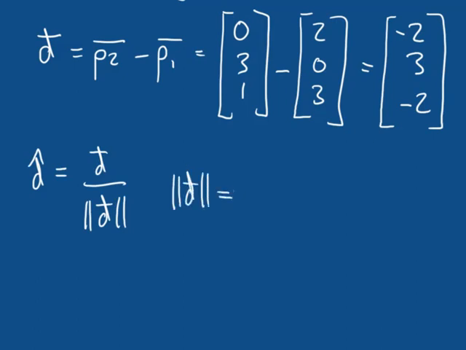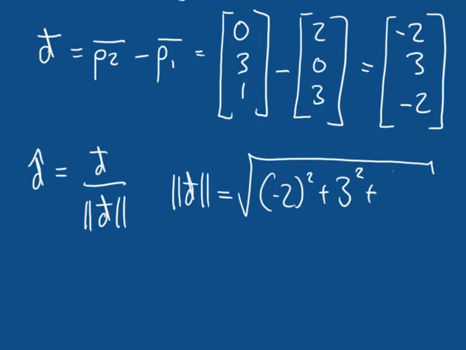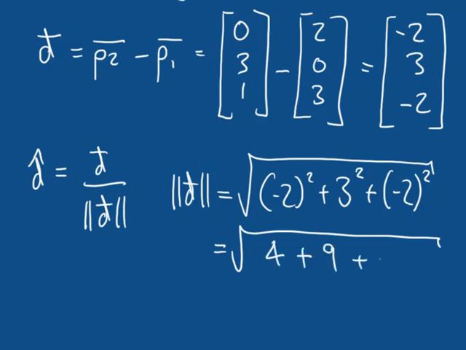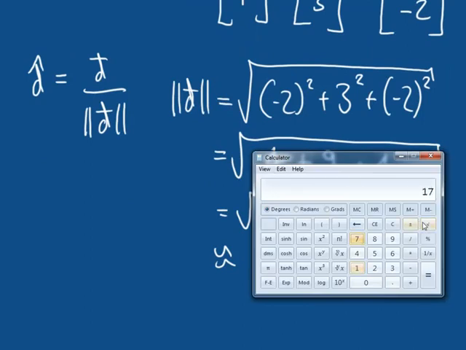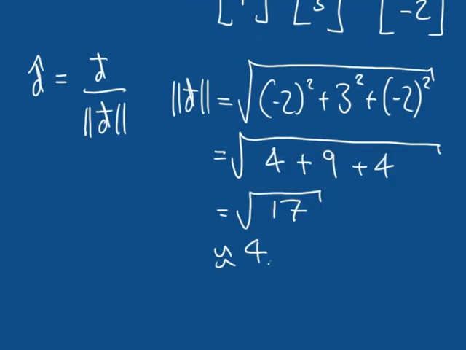So the magnitude of d we know is equal to the square root of x squared, (minus 2) squared, plus y squared, 3 squared, plus z squared, (minus 2) squared. So it is equal to the square root of minus 2 squared is 4, plus 3 squared is 9, plus minus 2 squared is 4, which is equal to the square root of 17, which is approximately equal to, if I bring a calculator up, 4.123. Let's take this to 3 decimal places. 4.123. Fantastic. So that's the length of d.